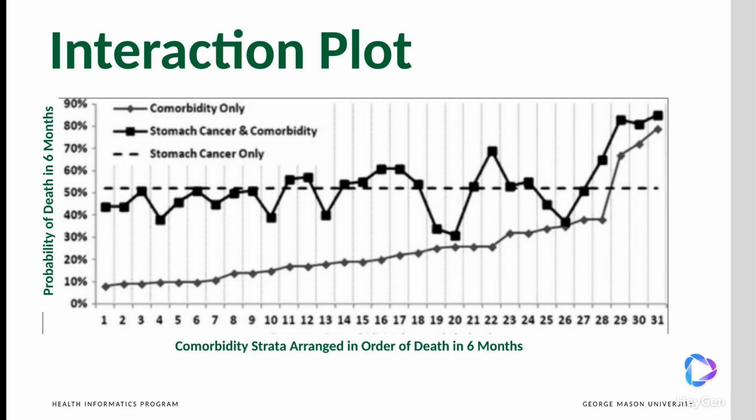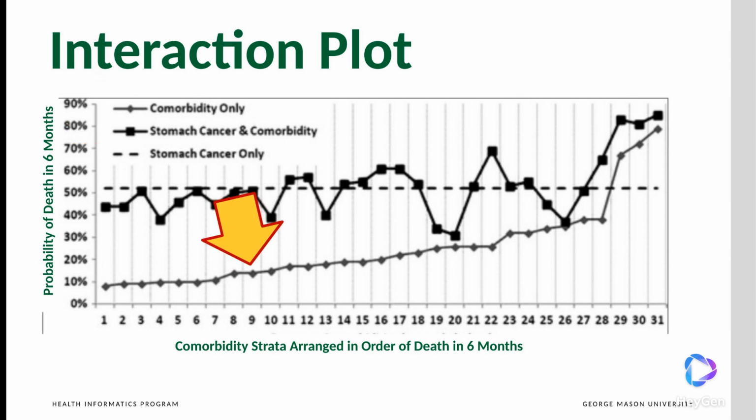In this interaction plot, the numbers are nominal and meaningless. Each number shows a different set of comorbidities. For example, level 1 on the x-axis indicates that there are no comorbidities present. Level 9 on the x-axis indicates presence of a specific set of comorbidities, for example, diabetes, hypertension, and depression. The y-axis shows the probability of death in 6 months.